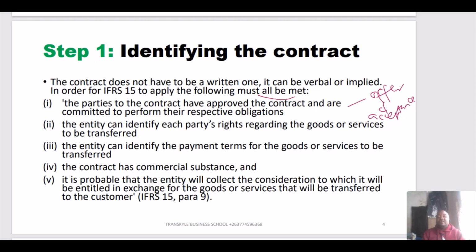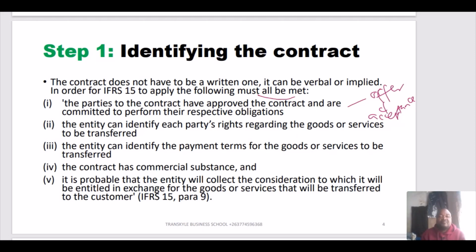The offer should be distinguished from mere invitation. If somebody says, "Please come to my shop, I want you to see what I'm selling," that's not an offer. You're just inviting people to come and see your wares. So those are the things you need to see and say, "Now this is an offer, and this is just an invitation." So the parties to the contract have to approve the contract and be committed to perform their respective obligations. Somebody has to sell something, somebody has to pay.